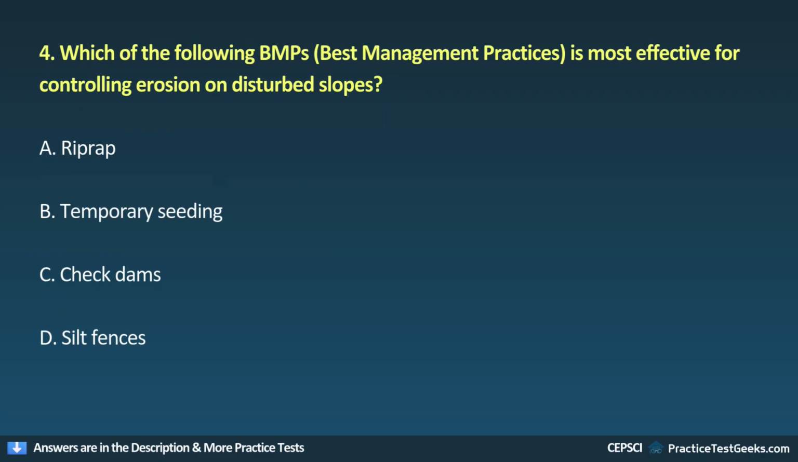4. Which of the following BMPs, best management practices, is most effective for controlling erosion on disturbed slopes? A. Riprap. B. Temporary seeding. C. Check dams. D. Silt fences.